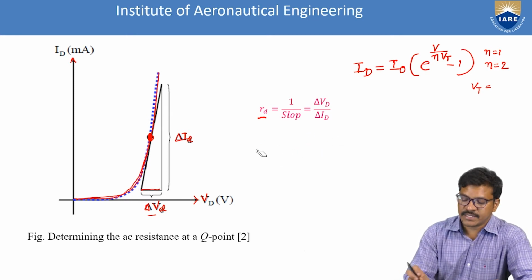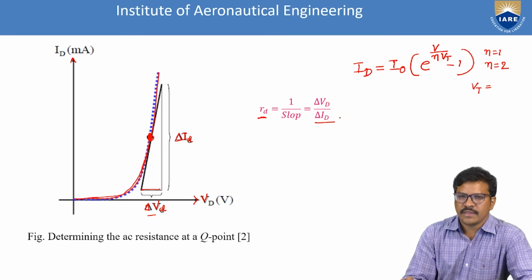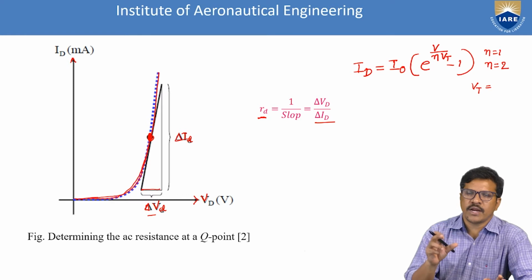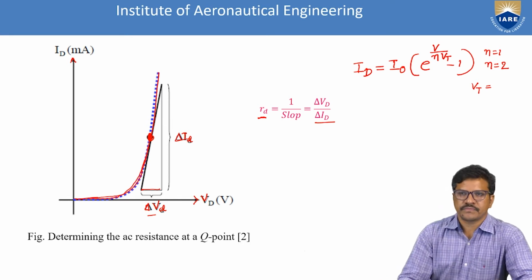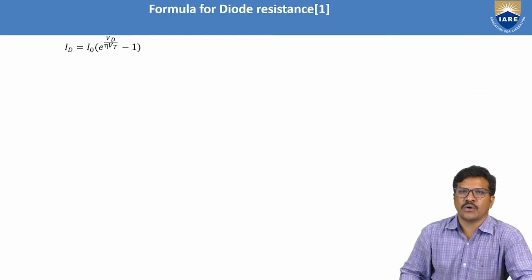So the dynamic resistance can be found from the VI graph: rd is equal to 1 by slope, which is delta Vd by delta Id. Whenever there is a graph, take two points, so that delta V is the subtraction of the two points and delta Id is the subtraction of the two extreme points, the changing values. But for problems, we need to find the formula for dynamic resistance. We know how to find the dynamic resistance.